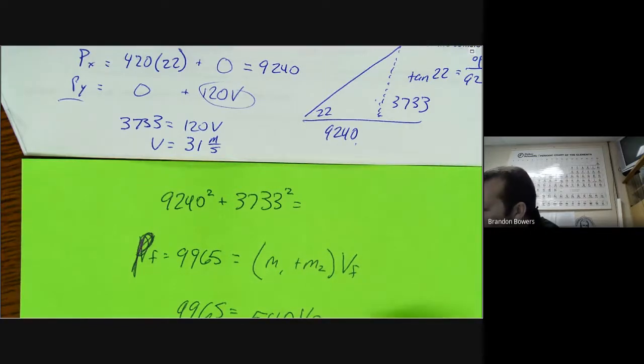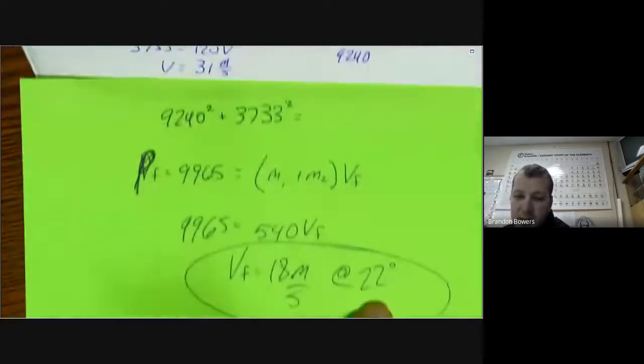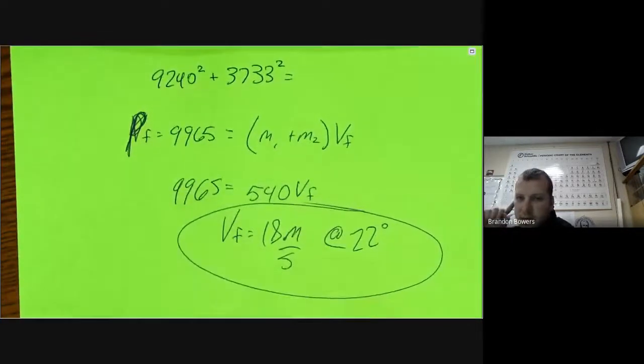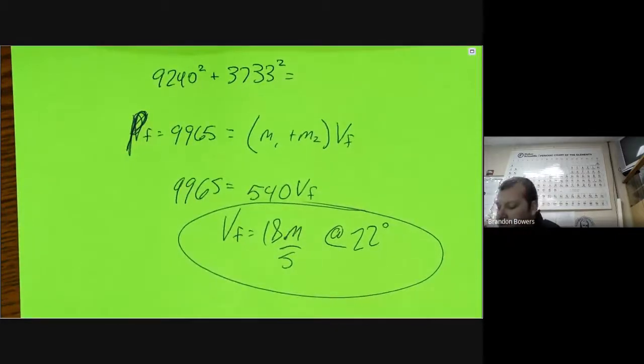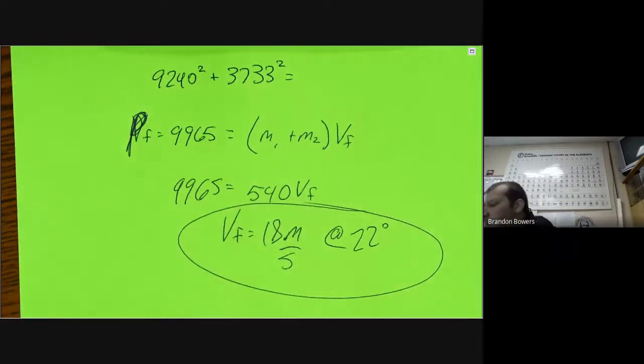The angle was 22 degrees. That was given in the problem. Okay, so that's how you would solve for the final velocity. After the collision, you would have to combine their masses. Okay, number 5.